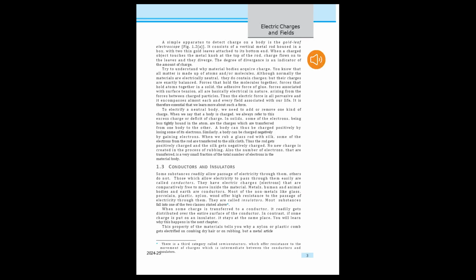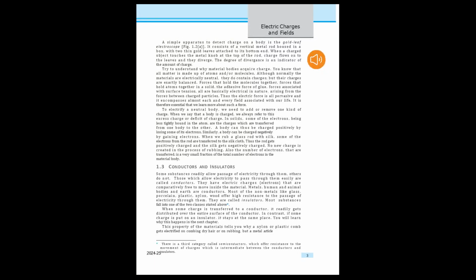A simple apparatus to detect charge on a body is the gold leaf electroscope. It consists of a vertical metal rod housed in a box with two thin gold leaves attached to its bottom end. When a charged object touches the metal knob at the top of the rod, charge flows on to the leaves and they diverge. The degree of divergence is an indicator of the amount of charge.